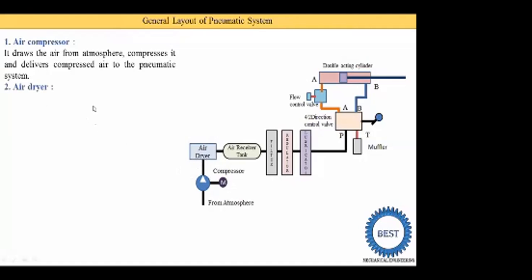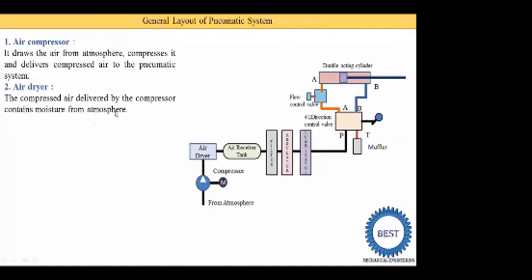So the second component is the air dryer. From the name you can understand the function of the dryer: it removes the moisture from the air. The compressed air delivered by the compressor contains moisture from the atmosphere. Atmospheric air has some humidity, and humidity means some moisture is present. So we need to remove this moisture.